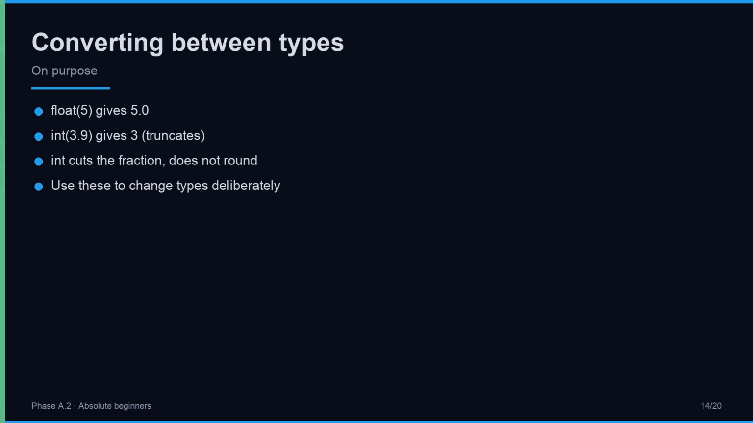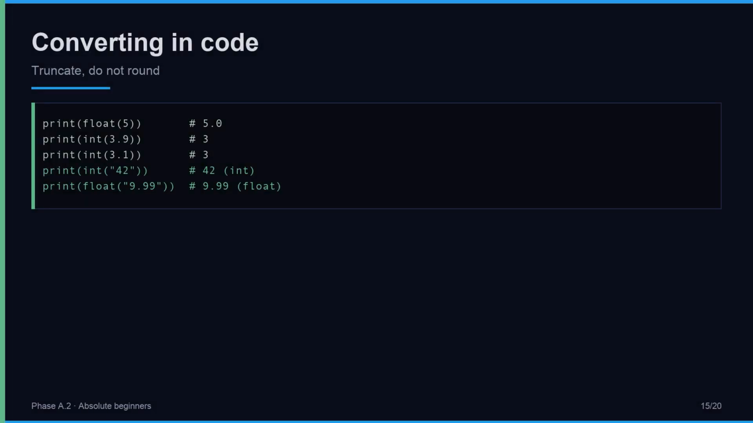You can convert between int and float on purpose. The float function turns an int into a float, so float of 5 gives 5.0. The int function goes the other way, int of 3.9 gives 3. Notice, it does not round, it truncates, it simply cuts off the fractional part. Int of 3.9 is 3, not 4. These converters are how you tell Python exactly which type you mean, regardless of how a value was originally written. Convert on purpose.